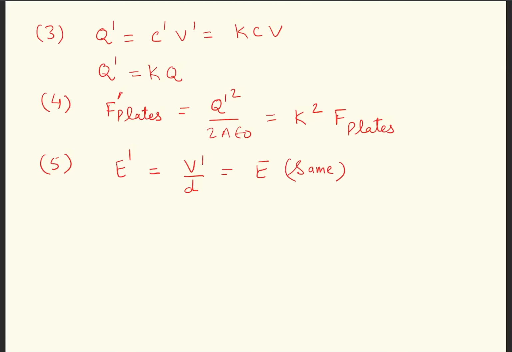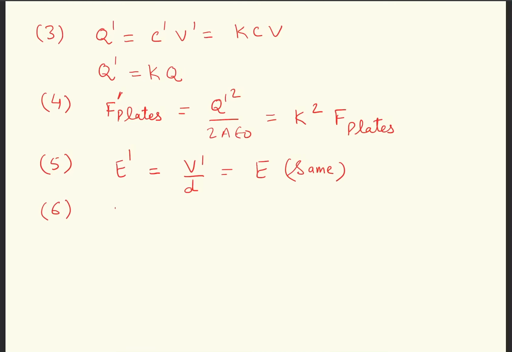Here students get confused that electric field decreases by a factor K, so it should be E by K, but they forget that now charge on the plates has also increased by a factor K. So charge has increased by a factor K and electric field decreases by a factor K, so net new electric field will be same as old electric field.